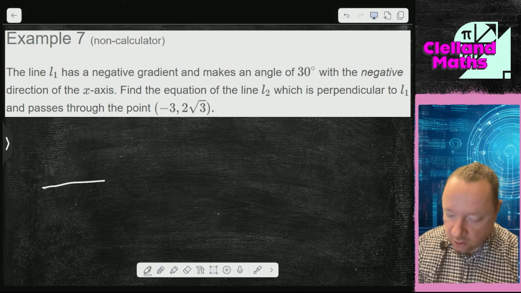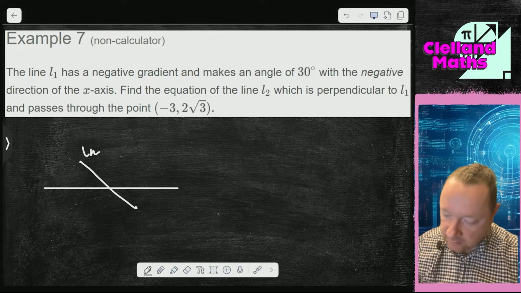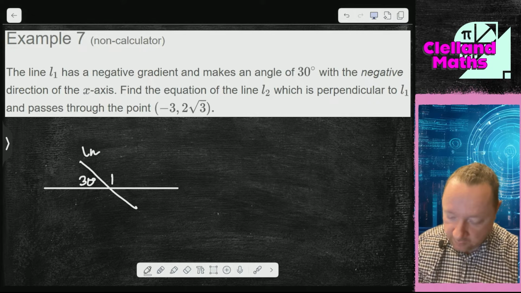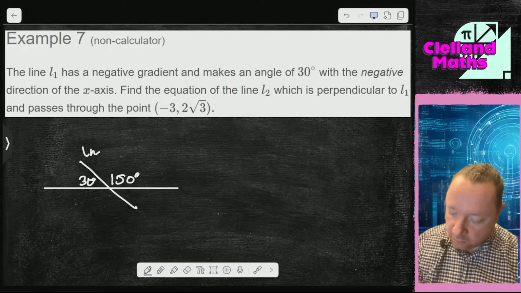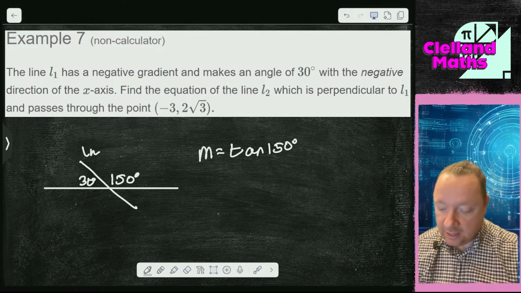So if I draw you a little picture to illustrate that, if I've got this line, say L1 here, it's saying that this is 30 degrees, but I need the other side. So the other side is 150. So just watch out for that. So that means my gradient is equal to tan of 150. Now, how do I find the tan of 150?